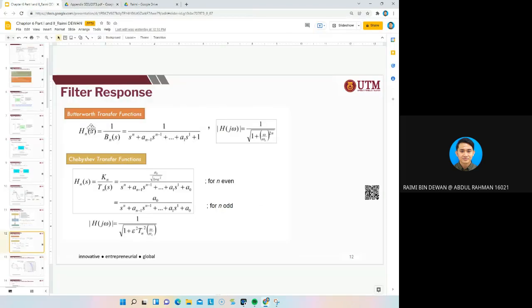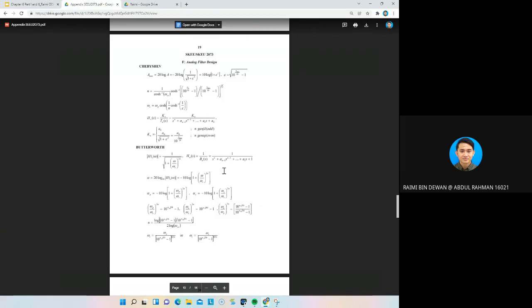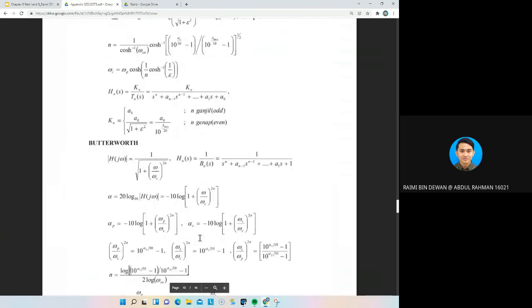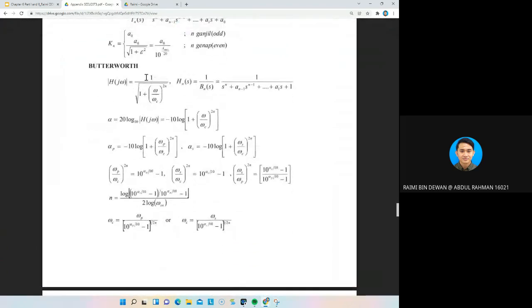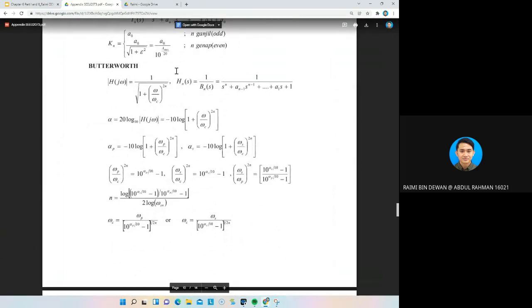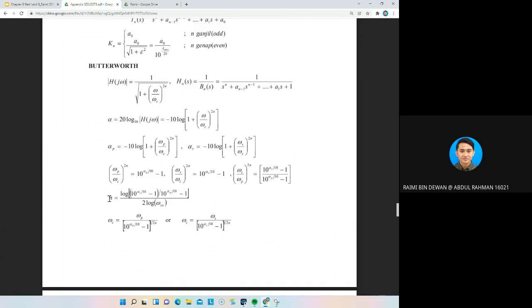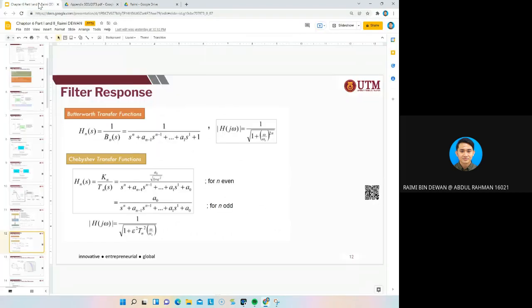Filter response. This is the Butterworth transfer function, as you can see from here and from your appendix. Okay, let me maximize. So you can see this is your normalized transfer function. This is your alpha, this is your alpha p, this is your alpha s, and so on. And this is the order n. Don't worry if you don't understand, it's more clear in the subsequent slides.